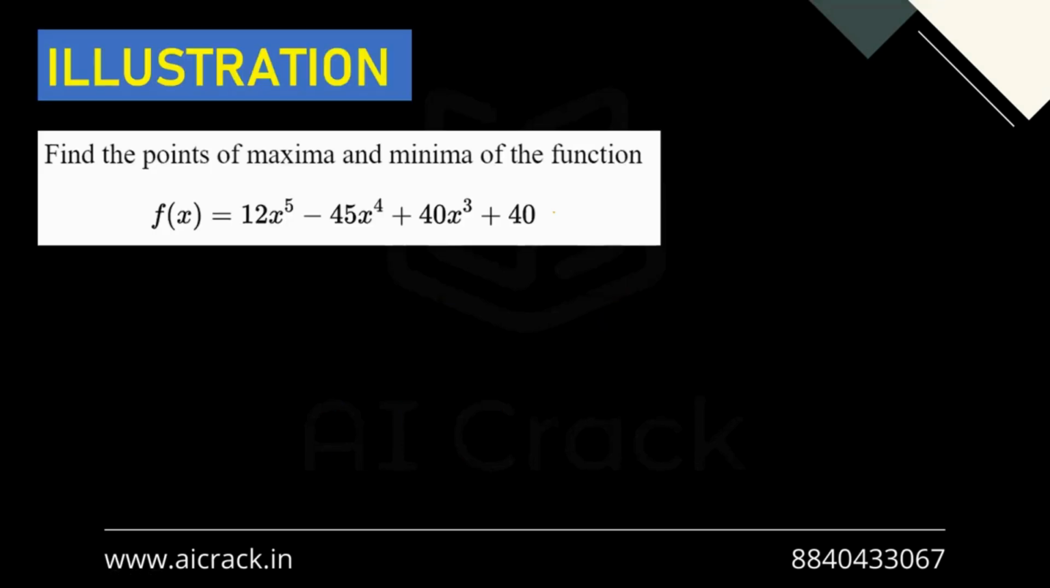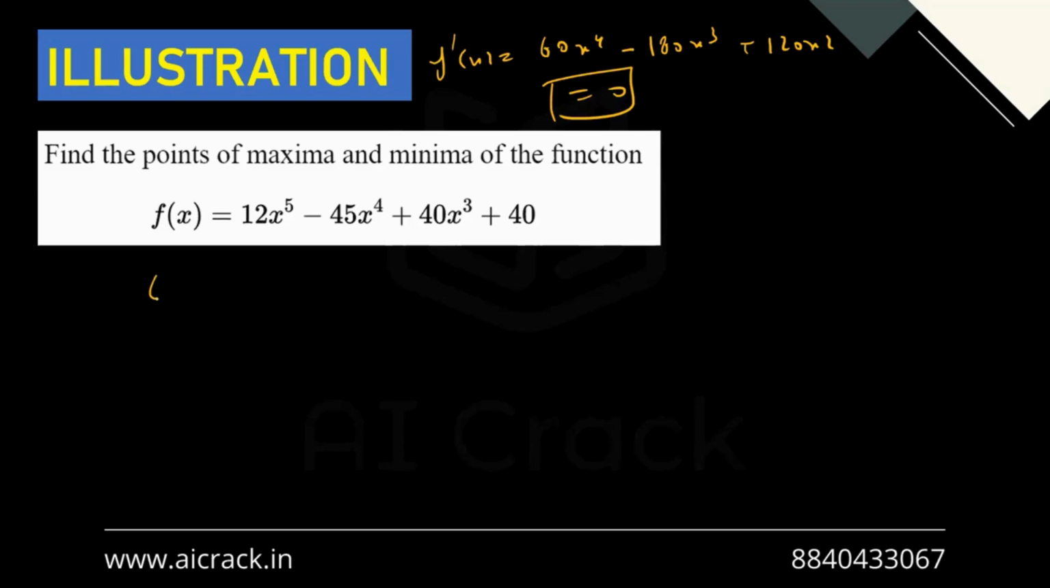Okay, and now let's solve this question. Find the points of maxima and minima of the function f(x) equals 12x^5 minus 45x^4 plus 40x^3 plus 40. Now we are going to use the second order test over here. So first let's find the stationary points. f dash x would be 60x^4 minus 180x^3 plus 120x^2. We have to equate it to 0 to find the stationary points.